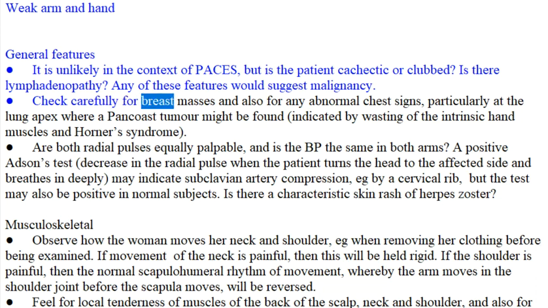Check carefully for breast masses and also for any abnormal chest signs, particularly at the lung apex where a Pancoast tumor might be found, indicated by wasting of the intrinsic hand muscles and Horner's syndrome. Are both radial pulses equally palpable, and is the BP the same in both arms?